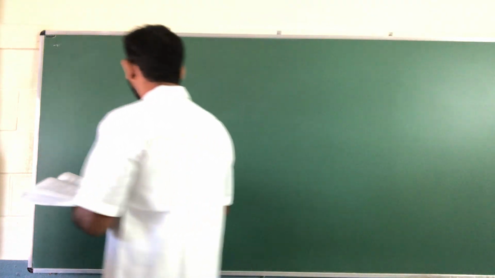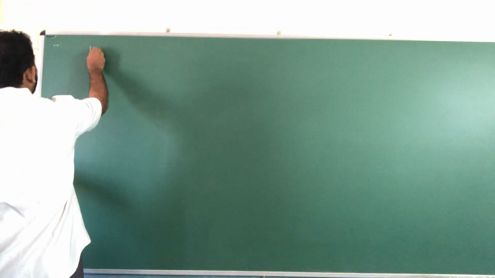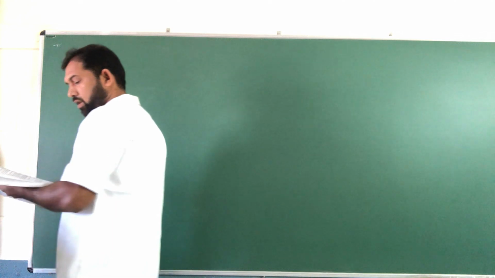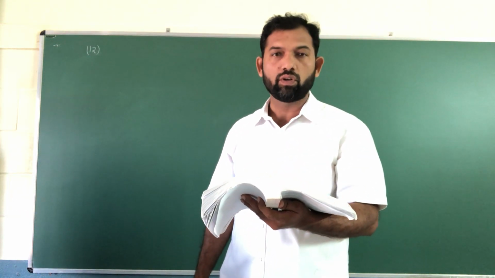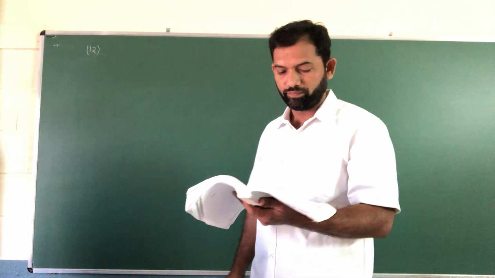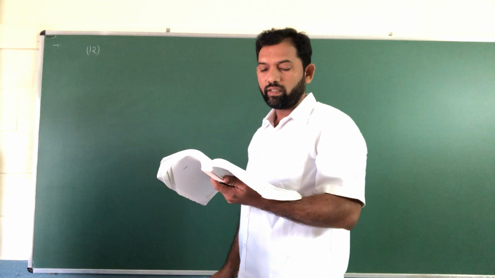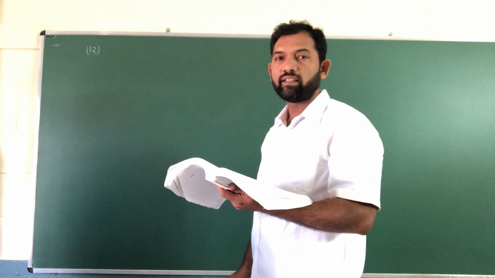I said you have to do the 11th question, so next I will start the 12th one. The 12th one, you see. Two lines passing through the point (2, 3) intersect each other at an angle of 60 degrees.